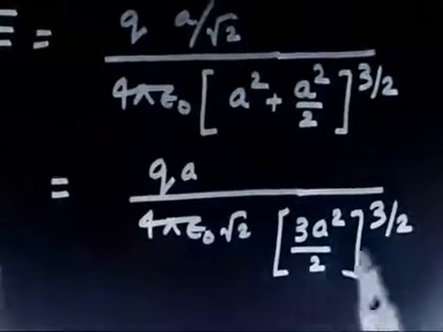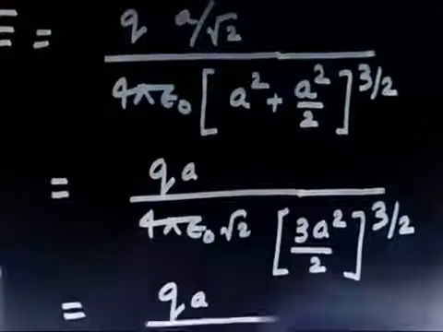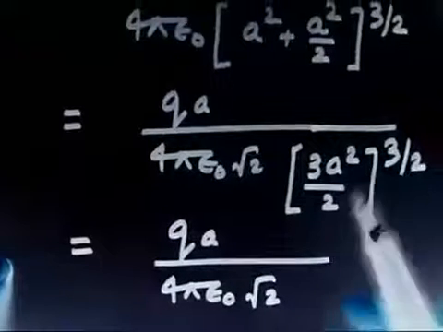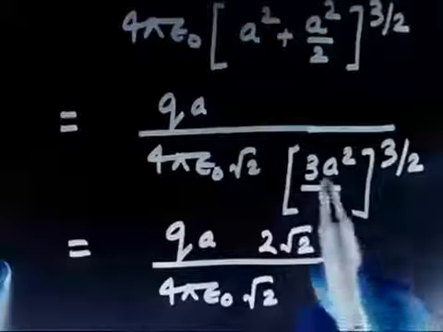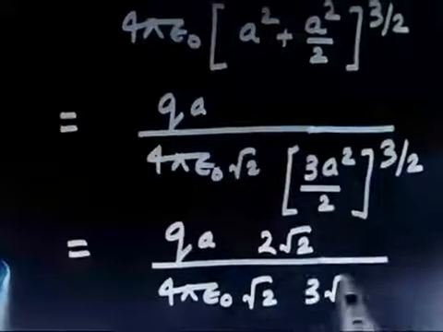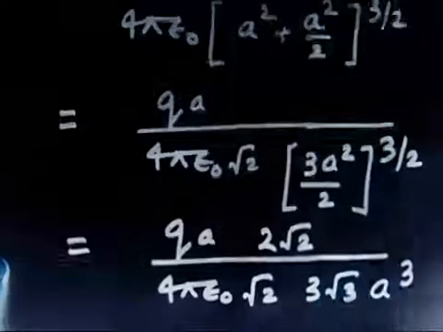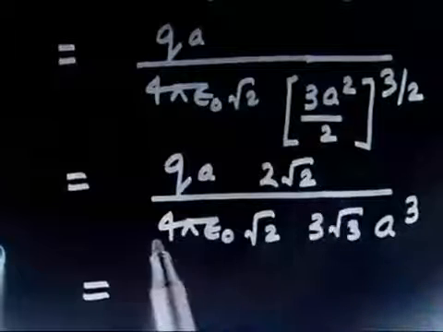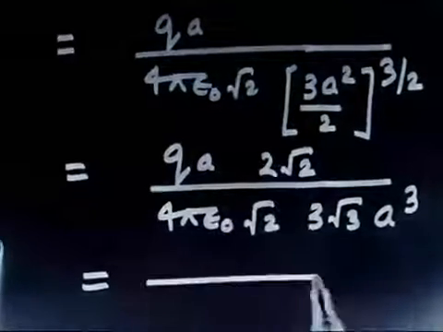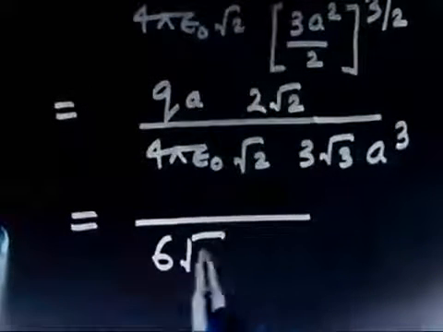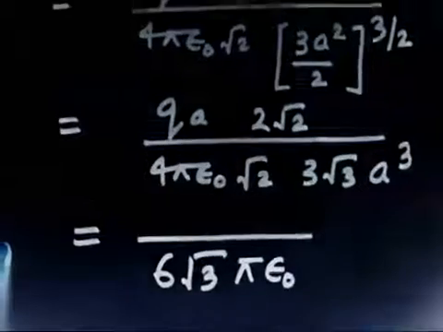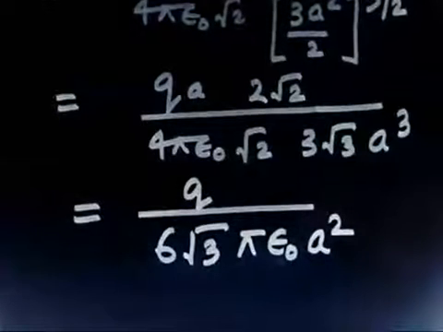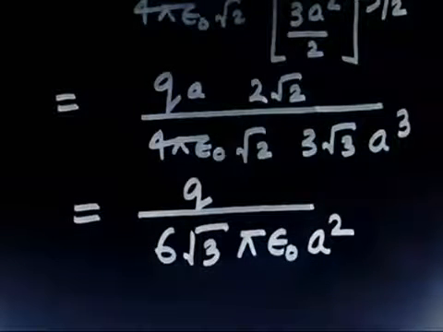So if you do some more massaging of this equation, you will have Qa by 4 pi epsilon naught root 2, and this root 2 goes on the top, so we will have 2 root 2, and here we will have 3 root 3, and this aq is simply aq. So root 2 cancels out, 2 cancels out, so we will have 2 into 3, 6 root 3, so in the denominator we will have 6 root 3 pi epsilon naught. You can do your calculation on your own, q, and this a also cancels, so we will have a square. So this is the maximum electric field that is possible at the axis of a ring.